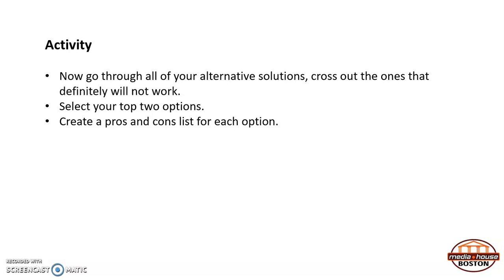Once you have done that, go through all of your solutions. Be selective now. Cross out the ones that won't work and select your top 2 options. Then from these 2 options, I'd like you to create a pros and cons list for each option. So 2 pros and cons lists that you can use to compare your options. Pause this video while you do that.